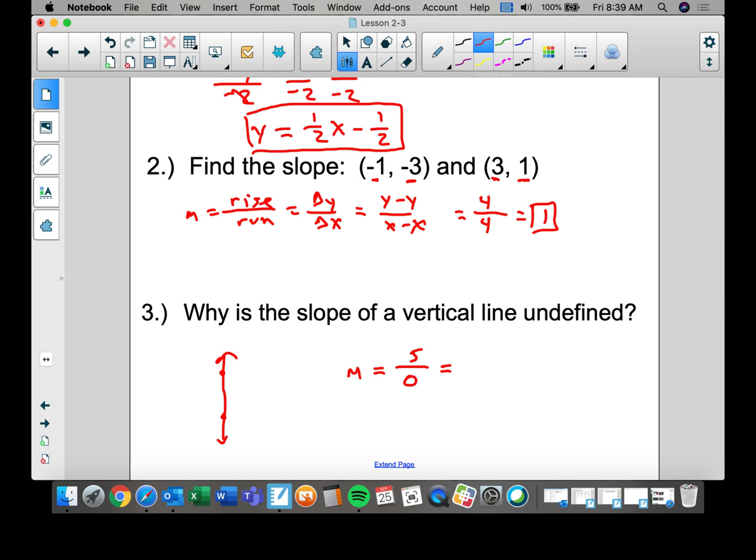So that is the reason why this is an undefined slope, because we end up having a run of 0. There is no change in x. So hopefully that gives you a kind of a refresher on what's going on.